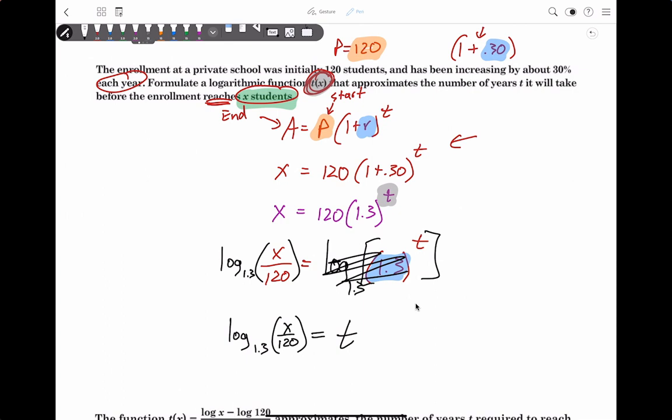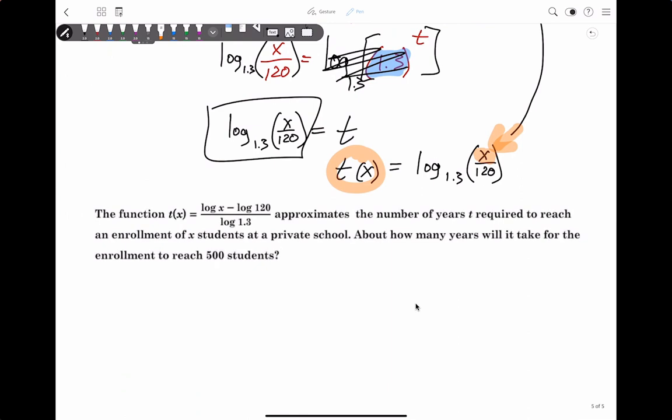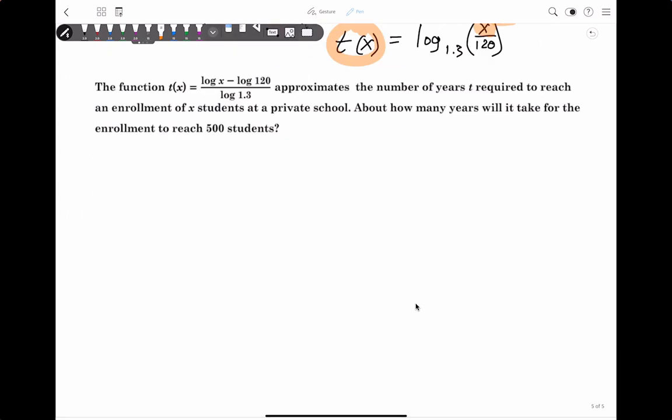So since we got t all by itself, this is the answer. So we'll just say t of x is equal to log base 1.3 of x over 120. And now it's a function as far as x goes, because now we can put any input here for x, and it will tell us the time that it took. The number of years over here approximates the number of years t it will take before the enrollment reaches this specific x value. Okay, so it definitely requires by hand, without a calculator, algebraic manipulations in order to solve those pieces. Okay, so our last problem.